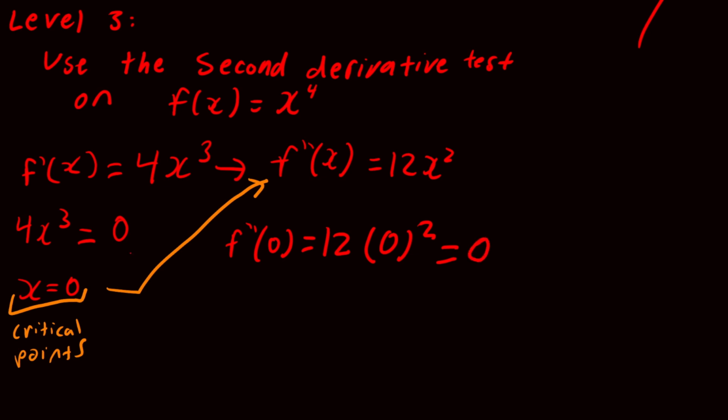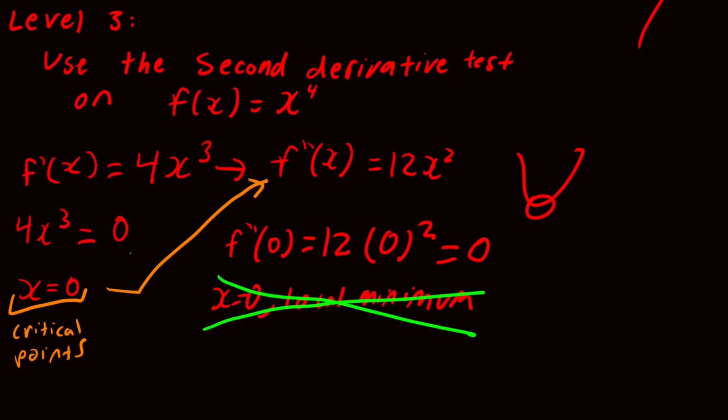Alright, so now what does that mean? Well, it's not negative, so that means f double prime at x equals 0 is positive, so it's concave up, which means there's a local minimum. Alright. No, this is wrong. Completely wrong.